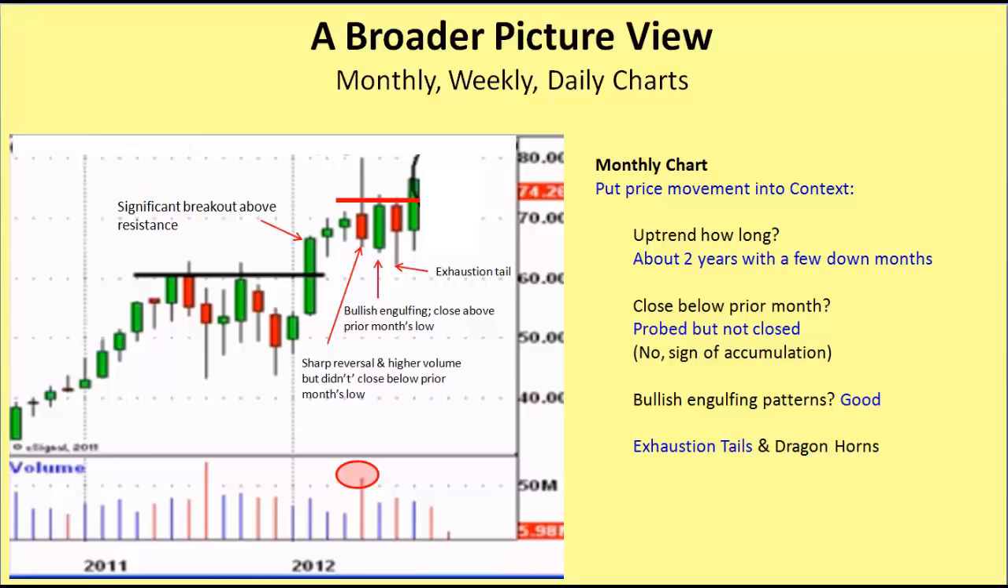Earlier I said it was important to put a stock's price and volume action into context. What do I mean by that? One way you can do it is by looking at the general market. Is it in an uptrend or a downtrend? Or are they going sideways?